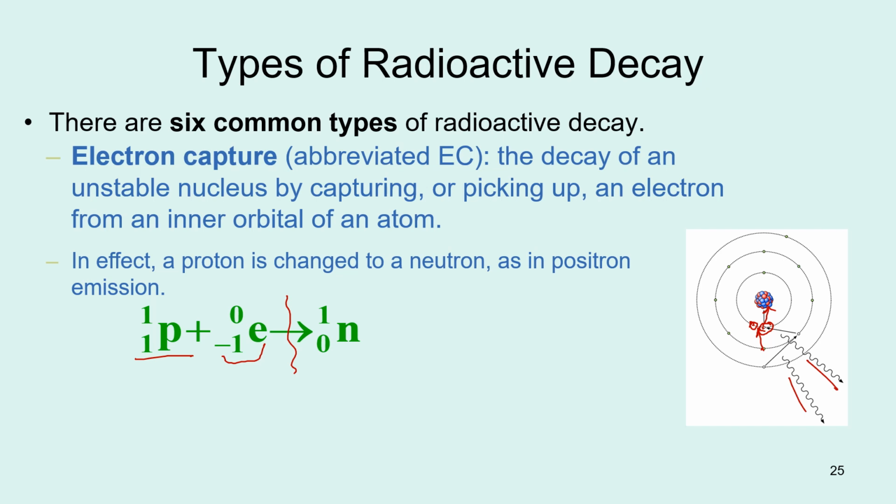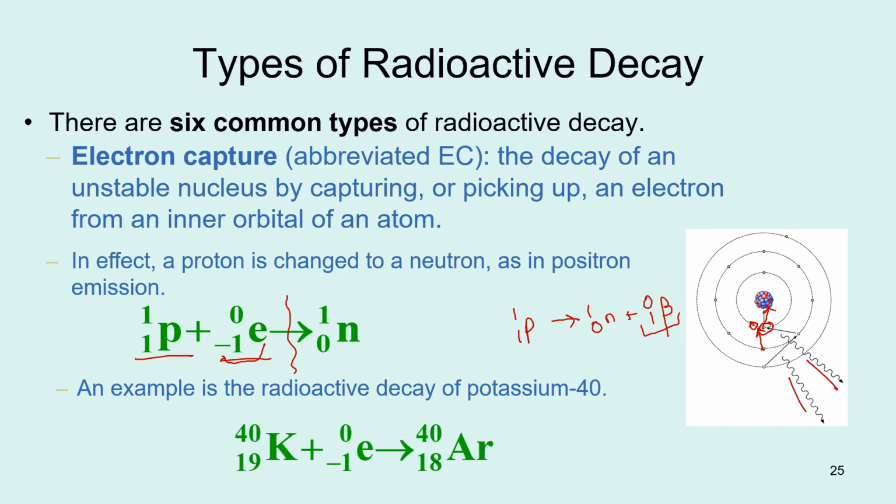It's still converting a proton to a neutron, but remember positron emission converts a proton to a neutron and gives off a positron particle. In this case, it captures an electron, that's why it's called electron capture, and converts a proton to a neutron. So slightly different. They tend to be one or the other. They kind of go hand in hand. If you need to convert a proton to a neutron, both of those can work.